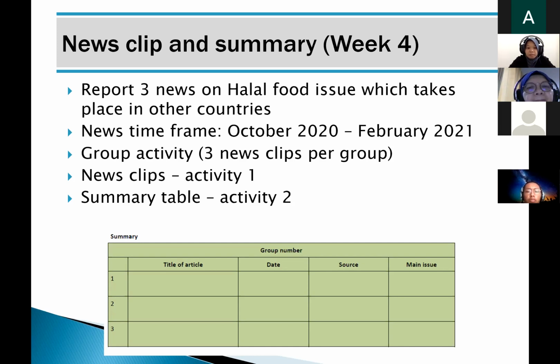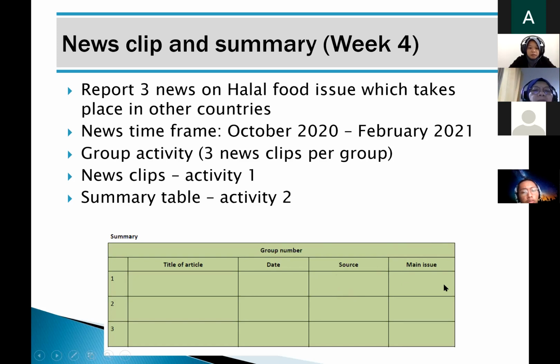And then if you look at the table at the bottom of the slide, you put all the information in the title, the date of the news publication, the source where you get the news from, and the gist of the news. What is the main issue? The halal related main issue there. So you have 3 clips, so you have three different news to provide feedback in this table, and you submit this through Putra Blast on week 4.